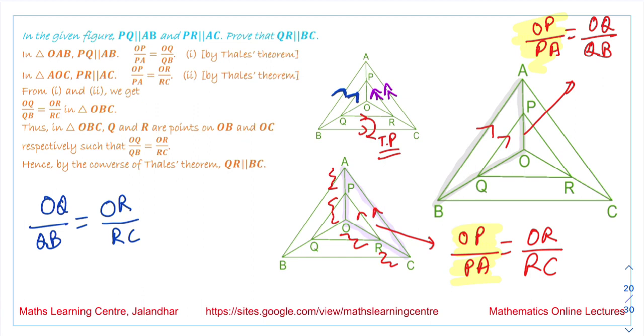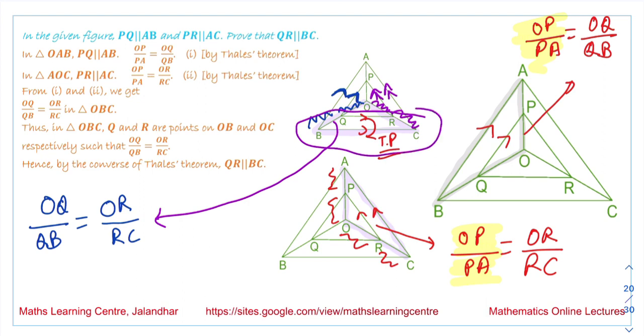That is, if we look at the figure again, we are talking about this triangle over here. So in this triangle we are saying OQ over QB is equal to OR over RC. So this gives us that these two sides BC and QR are parallel to each other.